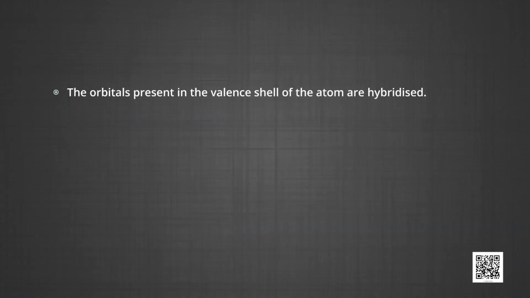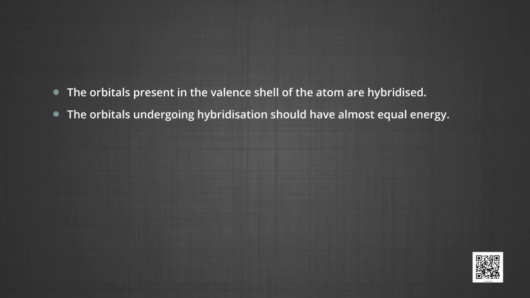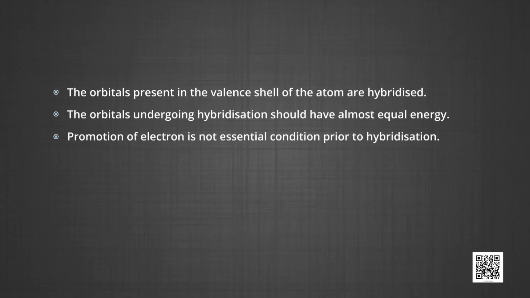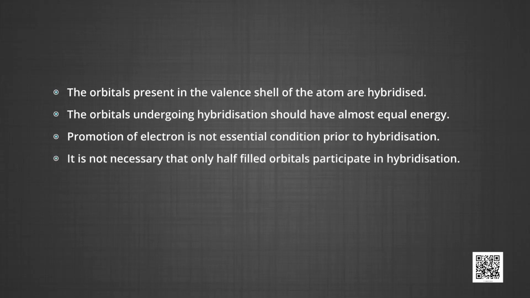Now, the important conditions for hybridization. The first one is, the orbitals present in the valence shell of the atoms are hybridized. The orbitals undergoing hybridization should have almost equal energy. Promotion of electron is not an essential condition prior to hybridization. It is not necessary that only half-filled orbitals participate in hybridization. In some cases, even filled orbitals of the valence shell take part in hybridization.